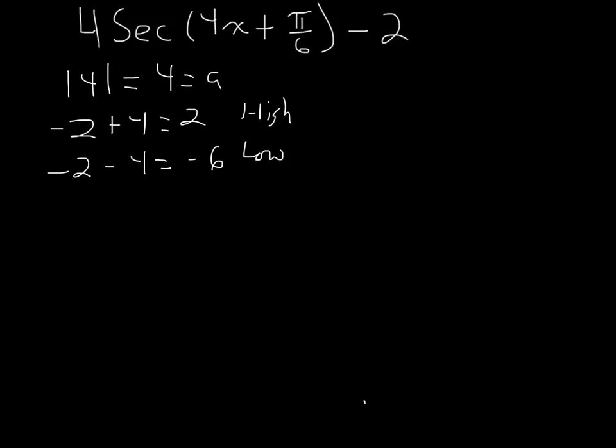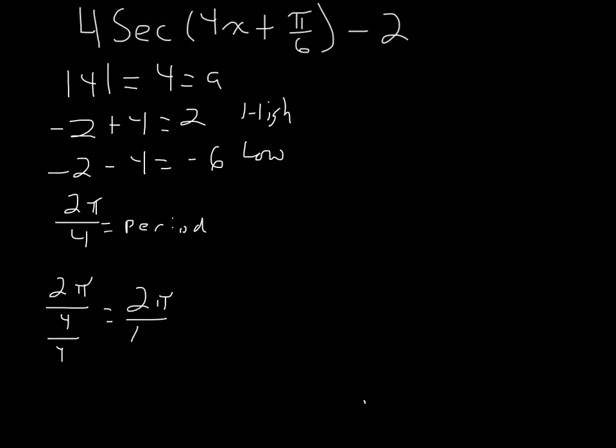Now, the period for secant is the same as the period for cosine, which is 2 pi. But because we're having the phase shift, then it's 2 pi over 4, that's equal to our period. And our interval length will be 2 pi over 4 divided by 4, which is equal to 2 pi over 16, and this is our interval length.